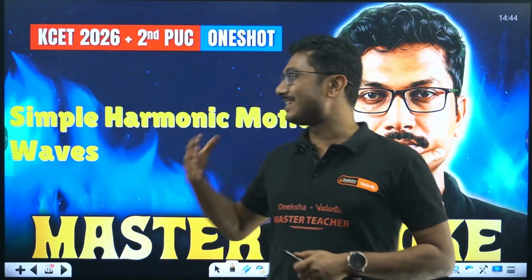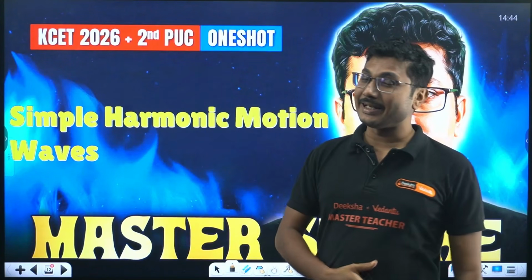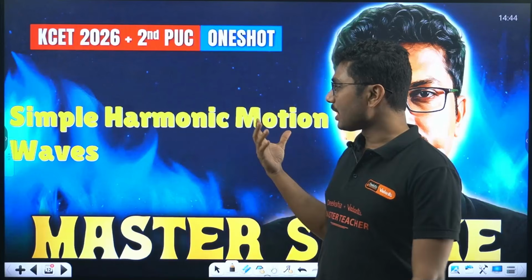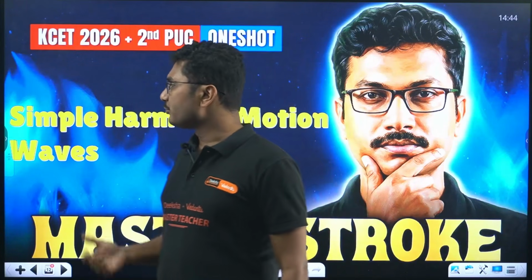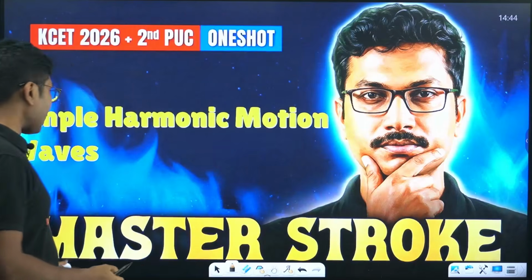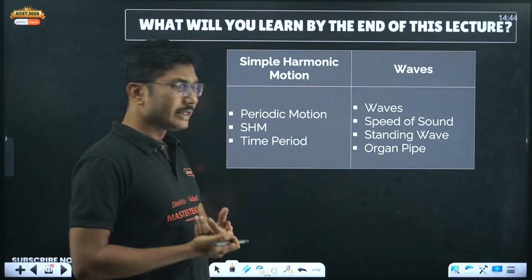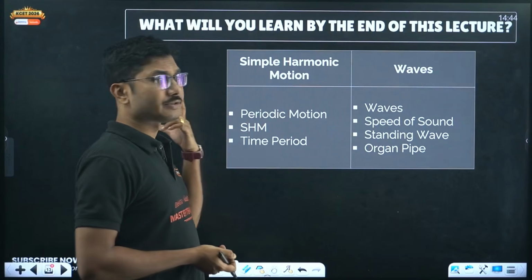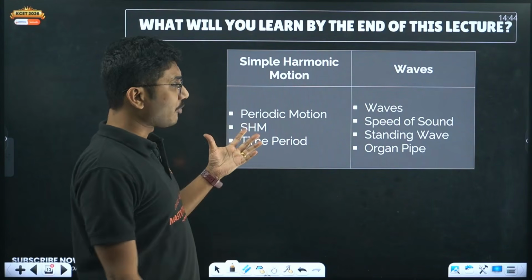Today is the last theory chapter discussion, and today we are going to discuss the last remaining two PU1 chapters: simple harmonic motion, or oscillation sometimes you call it, and waves. So these two chapters we have to discuss. What are the chapter highlights? In simple harmonic motion we have periodic motion, simple harmonic motion examples, and time period in different cases. So this is the important concept.